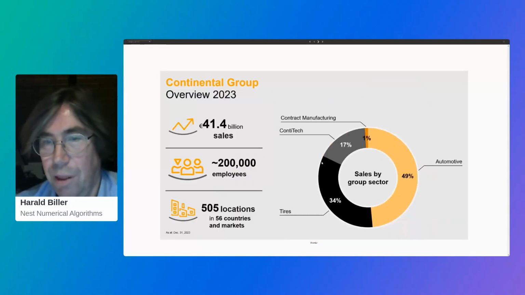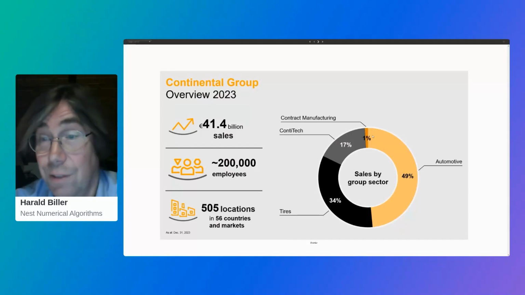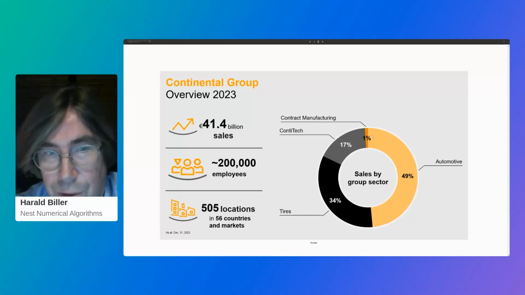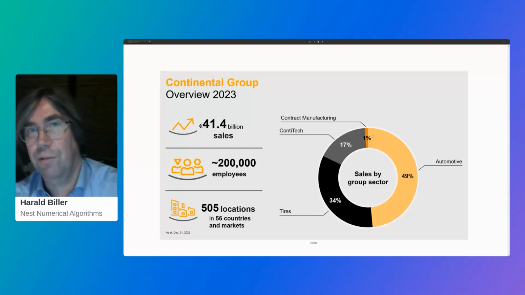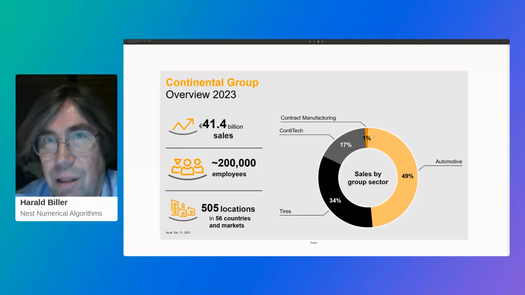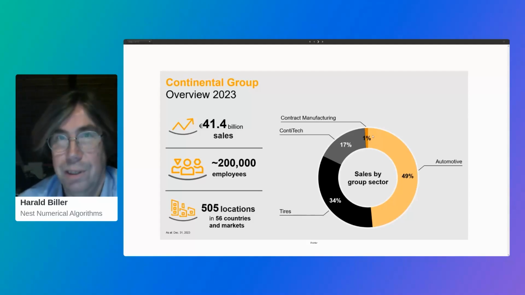Tires is 1/3 of the company. Other automotive parts are 1/2, and brakes are actually a significant portion of that, 5 or 10% overall. It's a large company with over 40 billion euro sales and about 200,000 colleagues last year. And we are working all over the world.